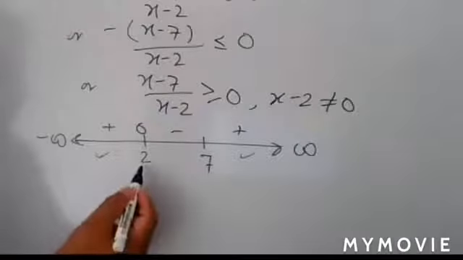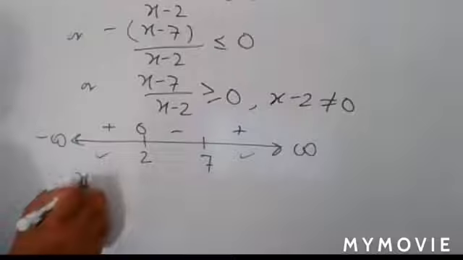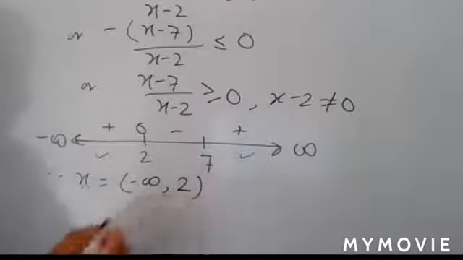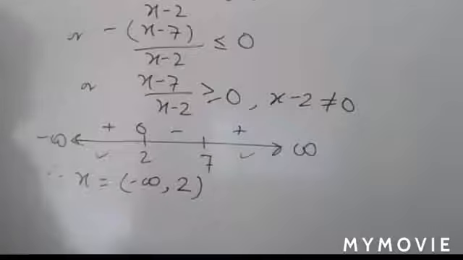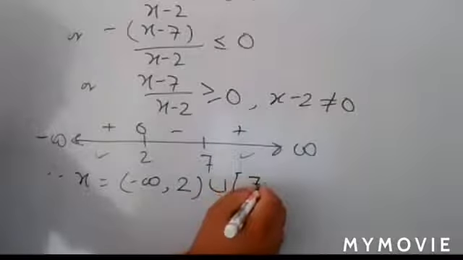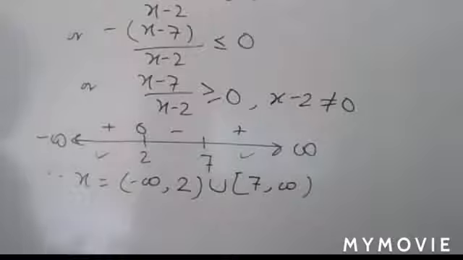But this 2 point is not taken. So in which way you write your answer? So you can say x is equal to minus infinite to 2. Here you write open interval because 2 point is not taken. Union. Here 7 is taken. So you write 7 to infinite. Yes, write it.